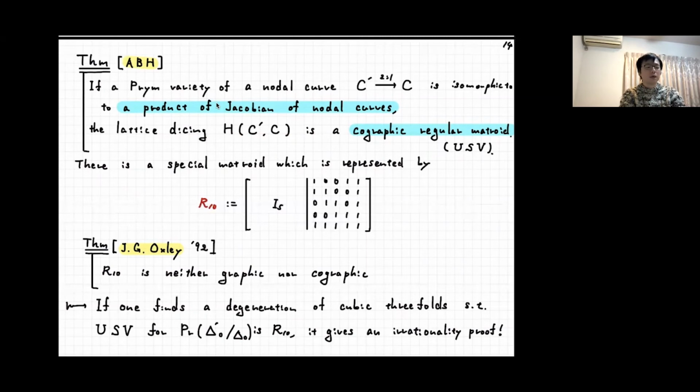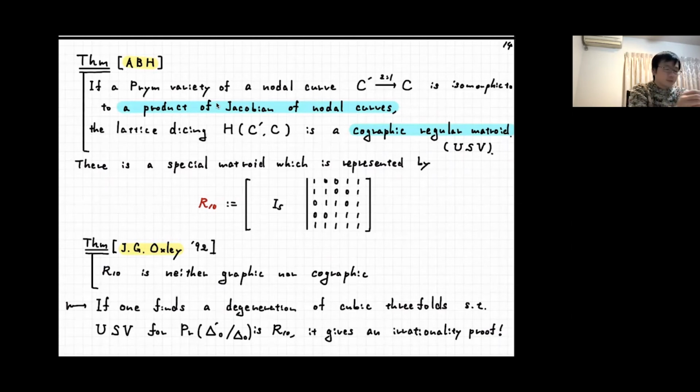And as in Murre's proof about the irrationality, it is known that when the Prym variety is in fact the product of the Jacobians of curves, then it is rational. So if such a situation does not happen, then it gives the irrationality of the cubic threefold.